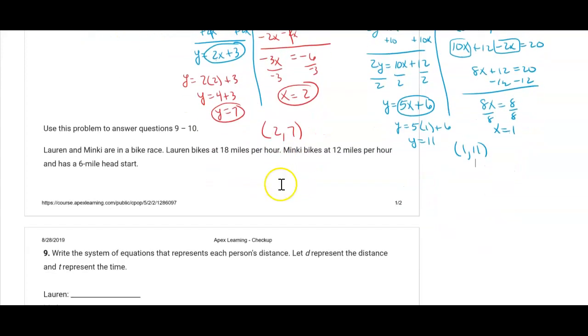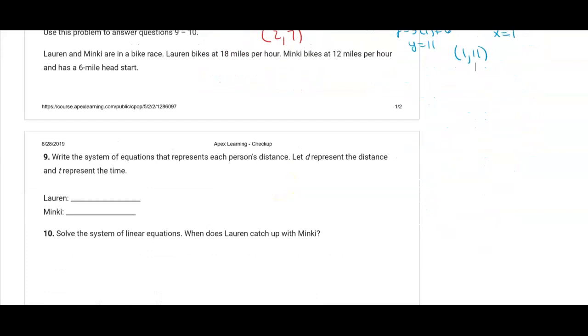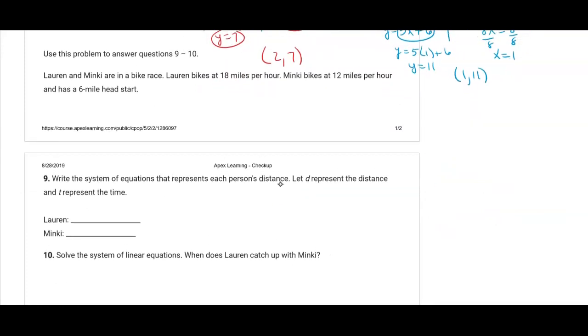All right. Now, the last word problem: Lauren and Minky are in a bike race. Lauren bikes at 18 miles an hour. Minky bikes at 12 miles per hour and has a 6-mile head start. Write a system of equations that represents each person's distance. Let D represent the distance and T represent the time.